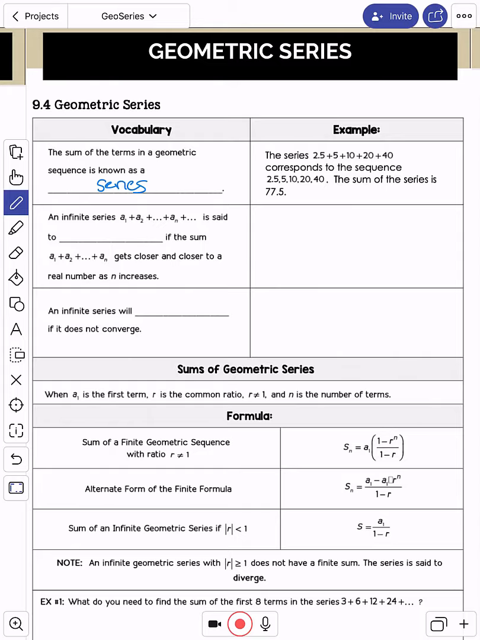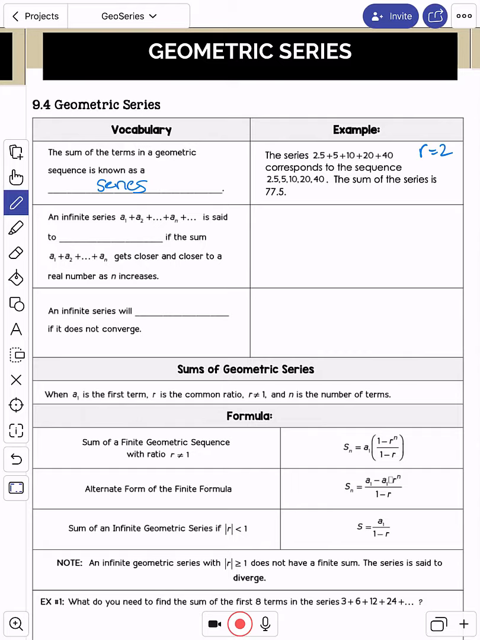And an example of this is the series 2.5 plus 5 plus 10 plus 20 plus 40 corresponds to the sequence 2.5, 5, 10, 20, and 40. And so R is equal to 2 in that particular case. And we can see that every step in the sequence we're multiplying by 2. All right, so just like in arithmetic, there are both finite and infinite series.